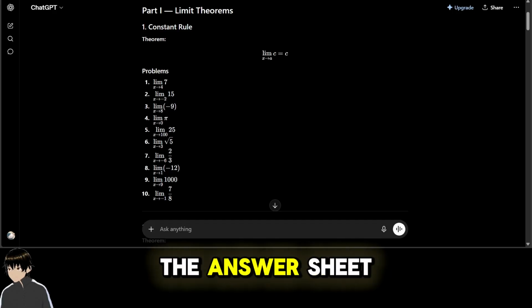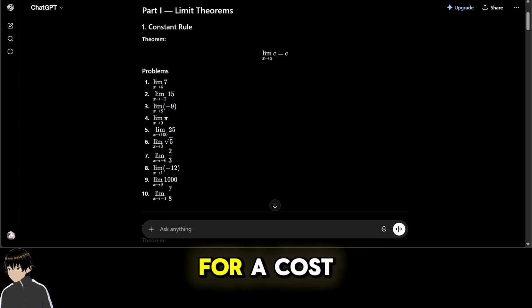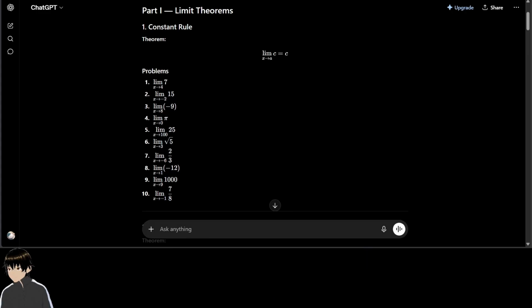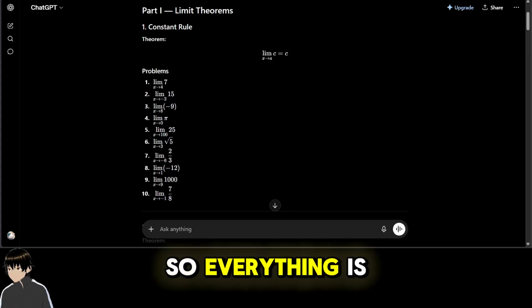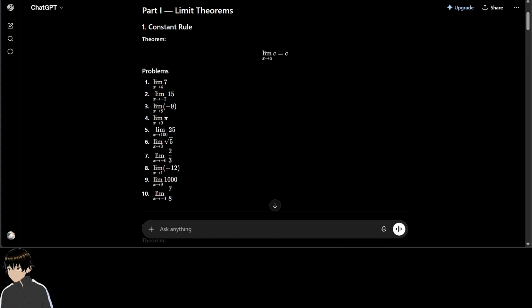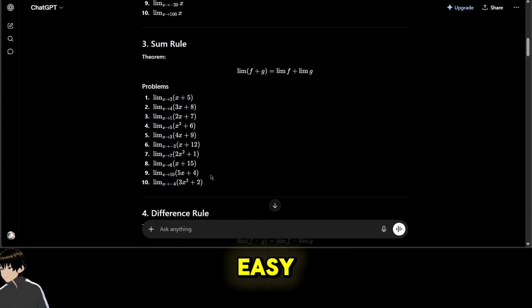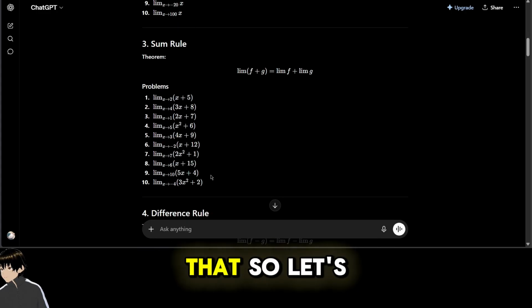So let's check the answer sheet. Let's see if our answers are correct for the constant rule. Everything is correct. You just have to copy and paste in the constant law. So let's go to the next law. Since the constant law is kind of easy, you can't deny that, let's go to the identity rule.